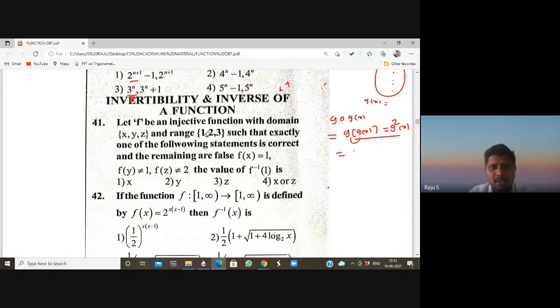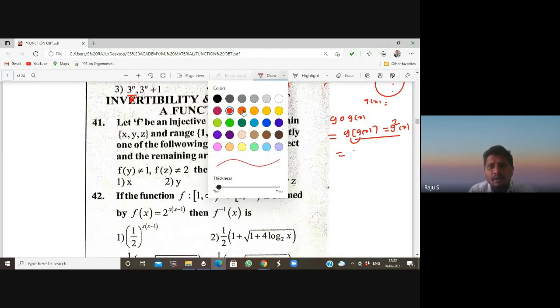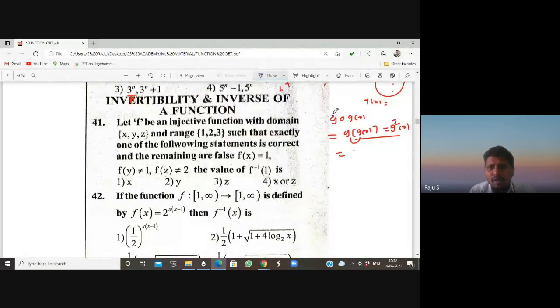Okay, students, here I think this is the important concept. I hope that you're having an idea about this inverse concept.